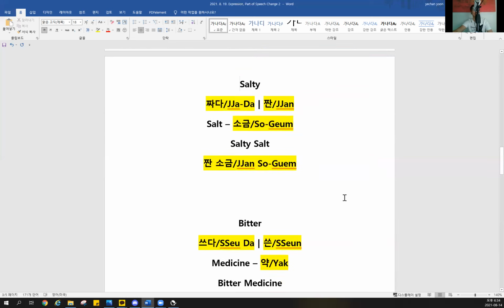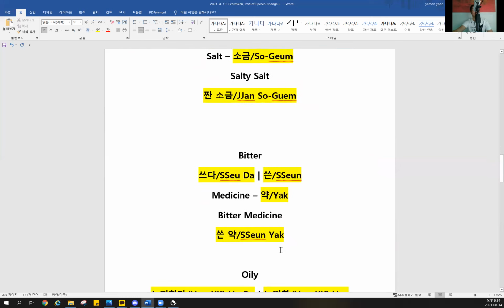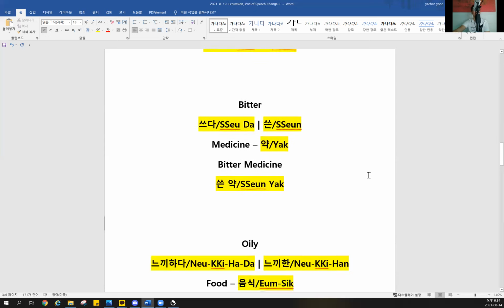All right, next one. Bitter, how you can say? Bitter, you can say 쓰다. Changing form is 쓴. Give the example with the medicine. How you can say? 약. So bitter medicine, what is gonna be? 쓴 약.